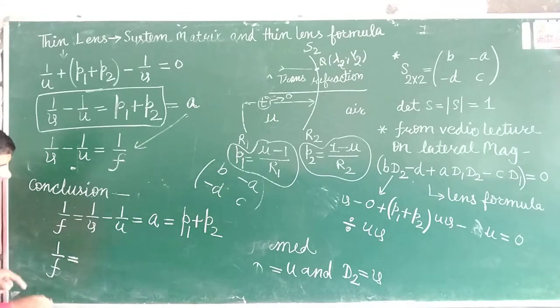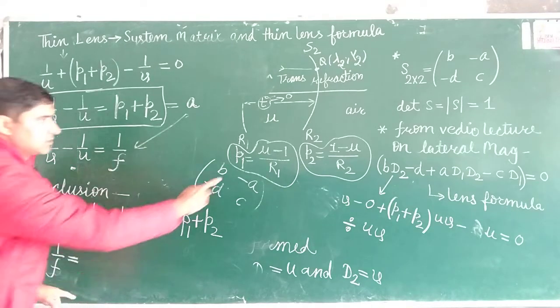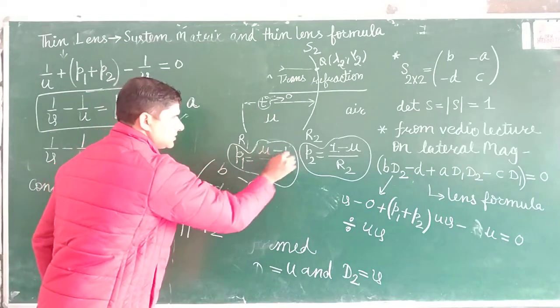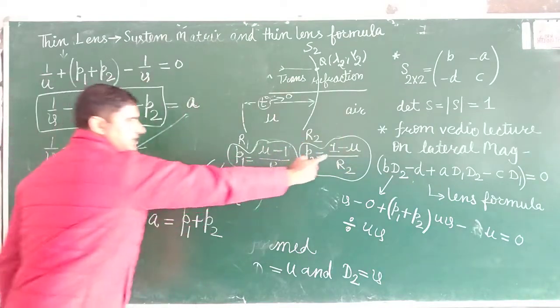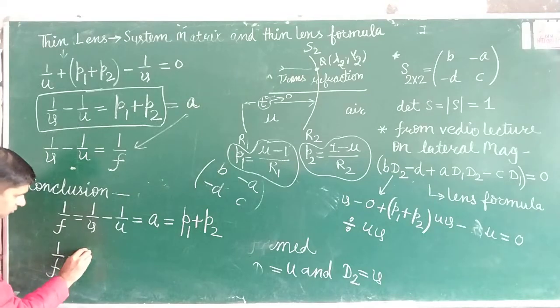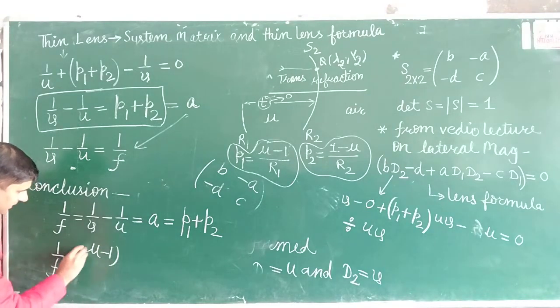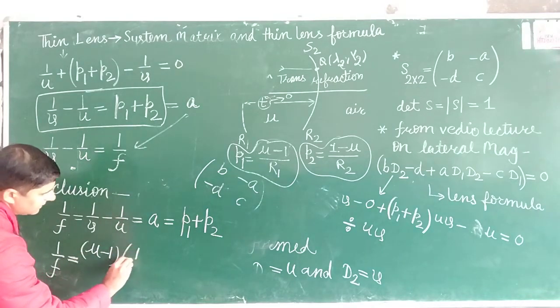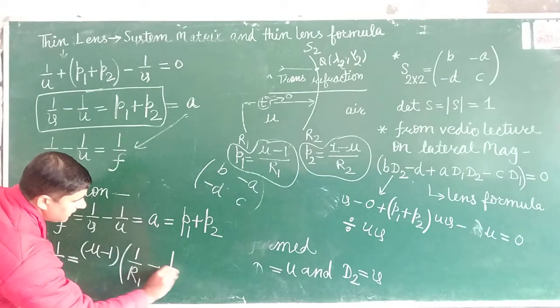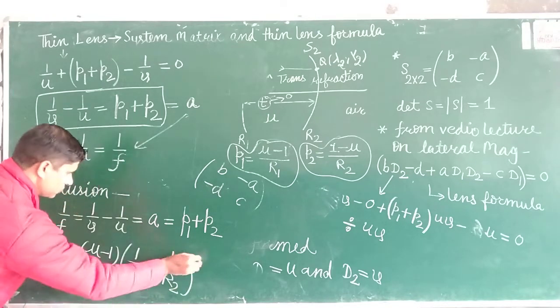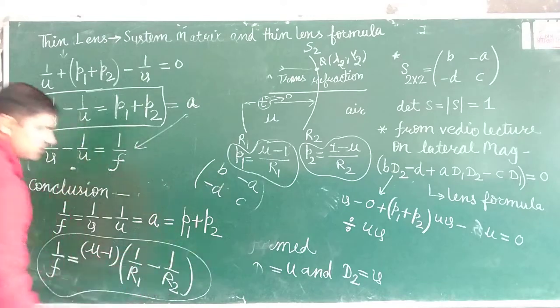This is equal to, put the value of P1 and P2, you see the numerator can be taken common by taking negative sign before this. So here I will write mu minus 1, and here you will get 1 by R1 minus 1 by R2. So class, this is the thin lens formula.